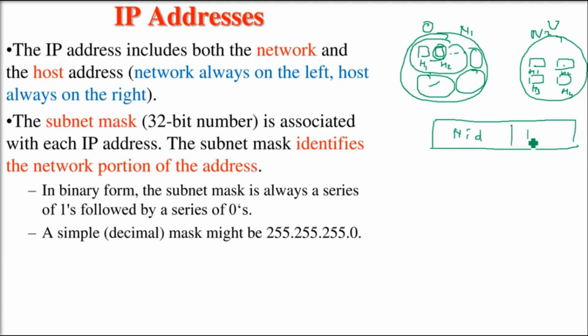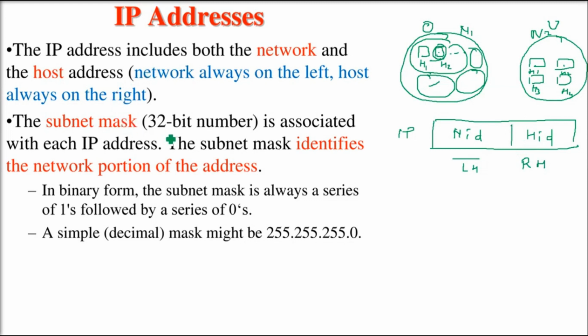ID and a host ID. ID means identification. So every host has some ID, and then there is a network ID. These 2 define in which network that host or that computer system is. So an IP is simply network ID and host ID. Network ID we always write on the left. Host ID we always write on the right.